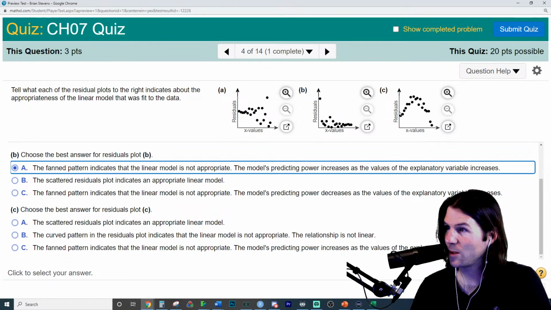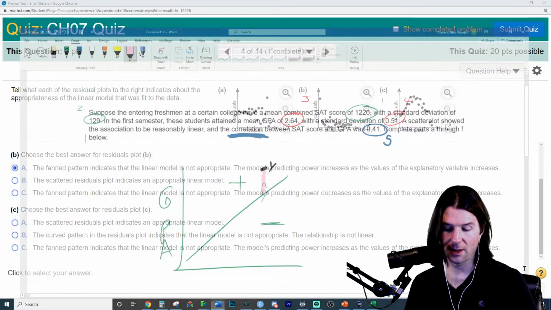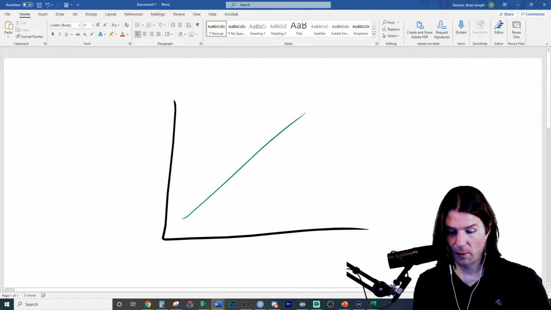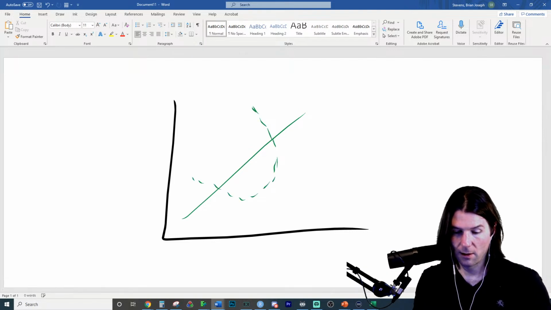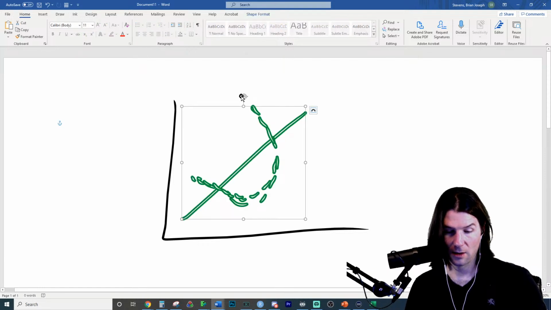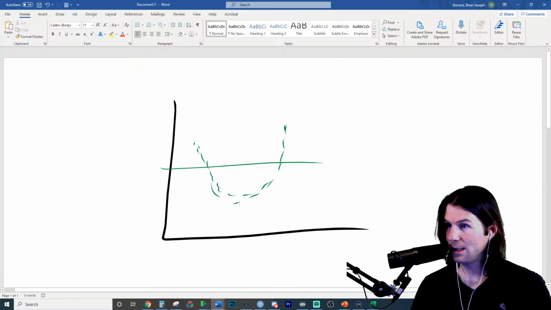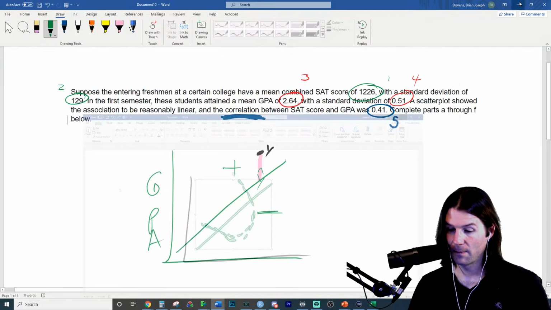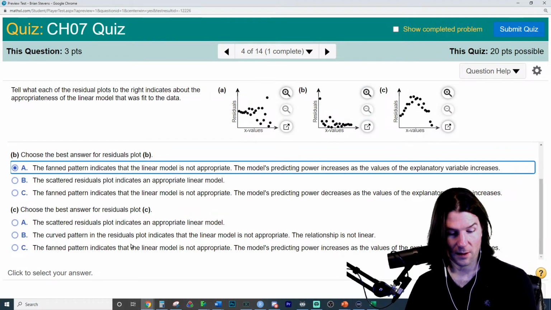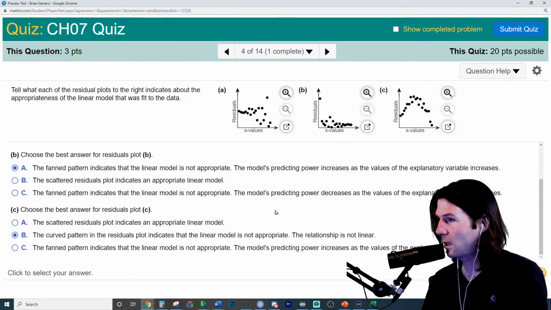What do you notice about this last plot right here? Remember, this is a residual plot. This would come from an original plot that looks something like this. Then we take this whole plot and make it flat, and now it's a residual plot. So this is the residual plot, and this is the original scatter plot. What do you notice? Curved and probably low R squared. So the curved pattern. Not today, Pearson.